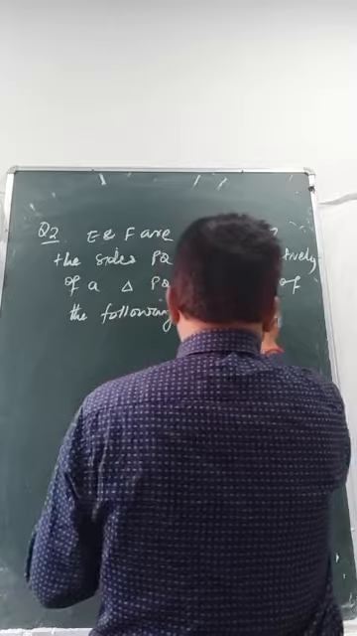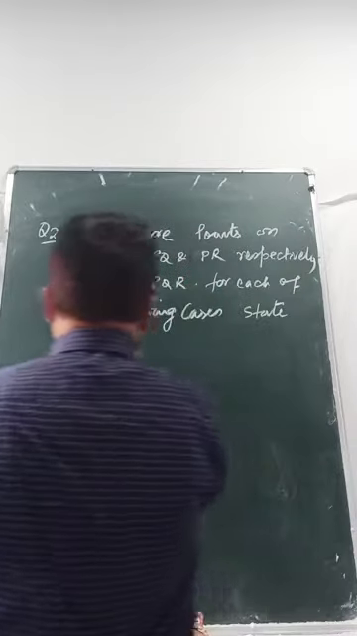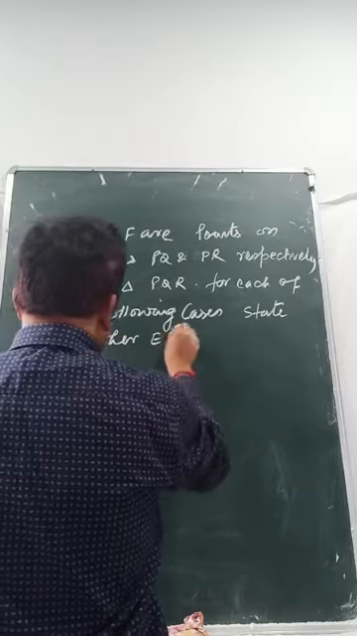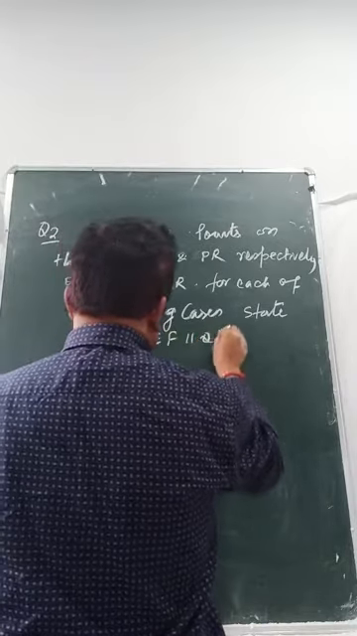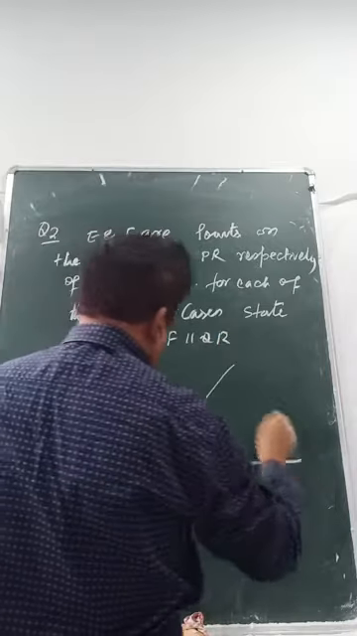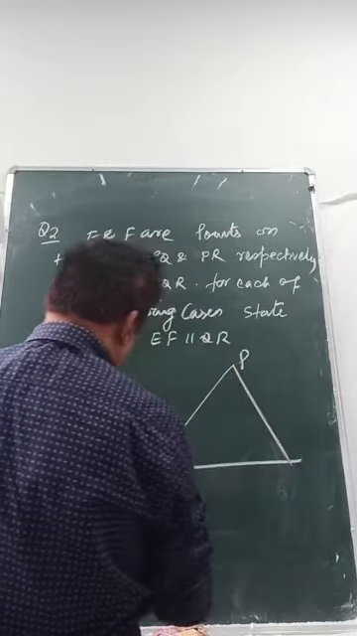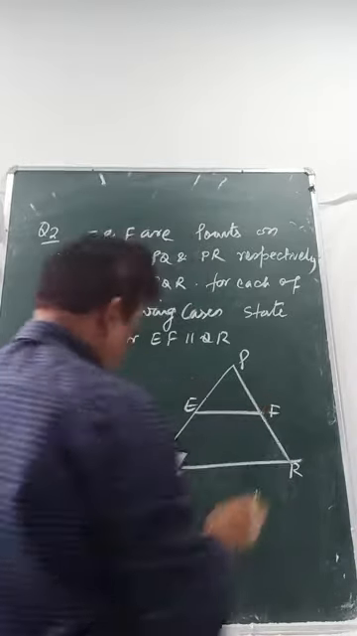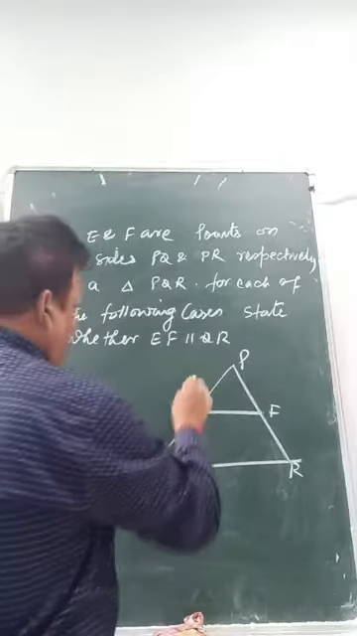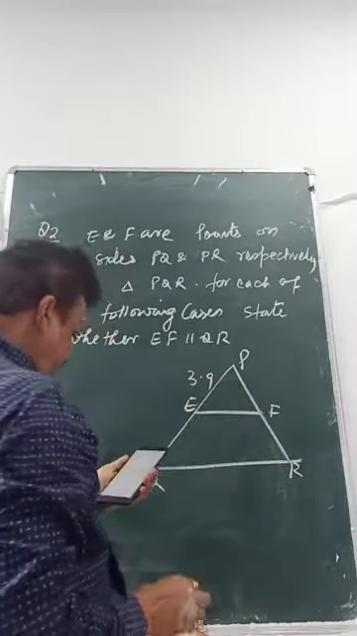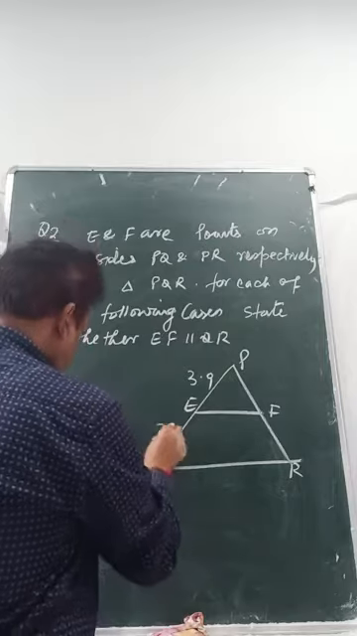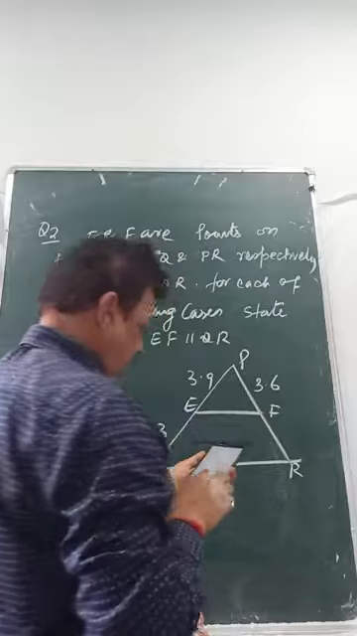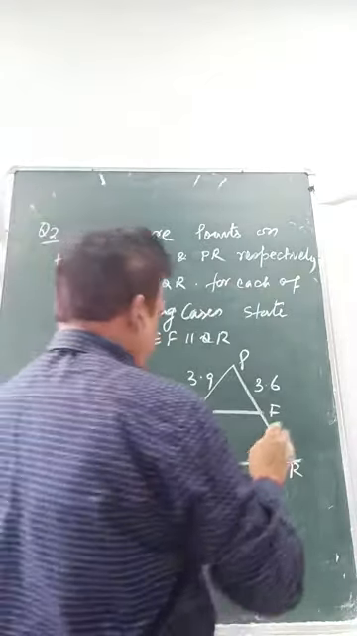state whether EF is parallel to QR. Okay, see a triangle here, PQR, E and F are points. What is given? PE is 3.9, EQ is 3, PF is 3.6, and FR is 2.4.